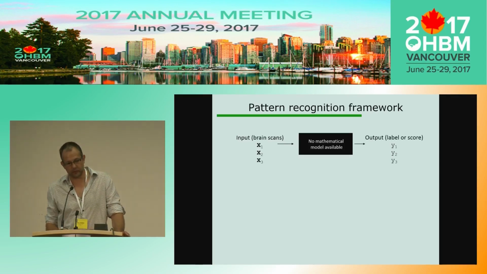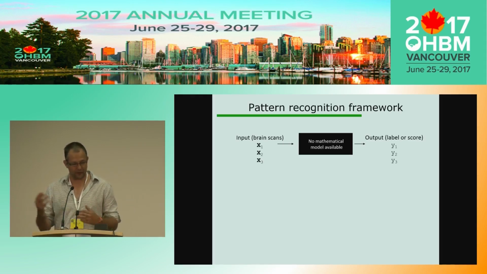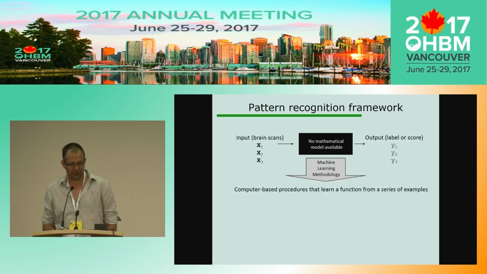So the overall idea is you take inputs, brain scans, and what you would want to do is predict the label or the score, something associated with your brain scan. In effect, if we knew every piece of information in the brain, we would be able to predict exactly what's happening in your brain, and we would know what you're thinking, if you are healthy or not, how your brain is functioning. We're not at that level of detail. We don't have a complete mathematical model of the brain.